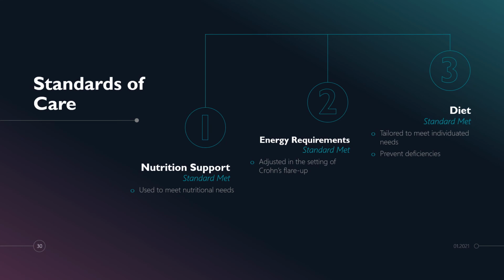Adjusting energy requirements, so those increased needs that she had, we did adjust in the setting of her Crohn's flare-up, so that standard was met. And then ultimately just working on a specific individualized diet to find things that worked for her. That standard was also met. And then we did help with the deficiencies that she was seeing. So the potassium, she did have a B12 deficiency, but also both of those she was receiving supplementation.